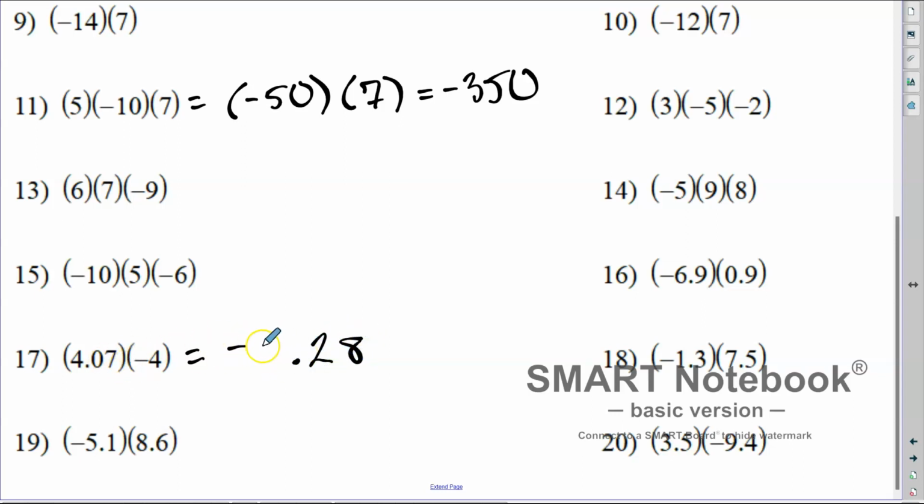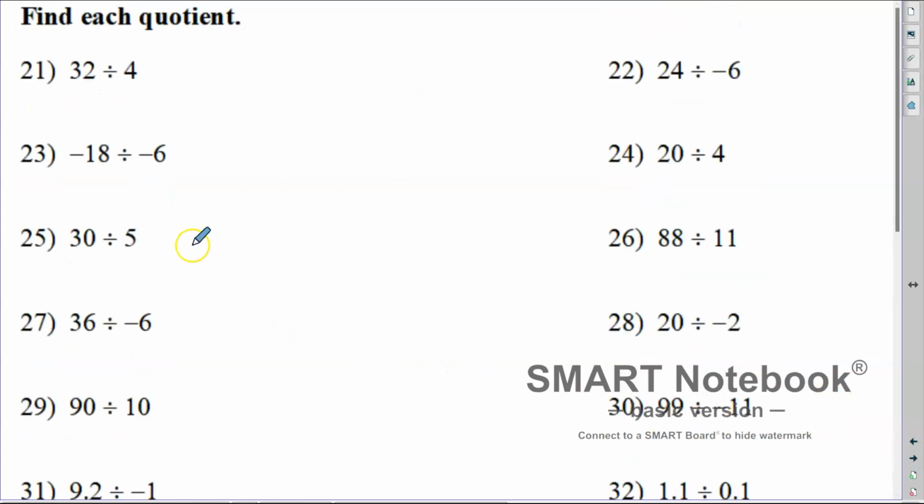The decimal, and 4 times 4 is 16. Done, okay? Again, write the problem, show a little bit of work when required, and then the final answer, okay? So those are some of the products. Let's go ahead and take a look at the quotients, okay?